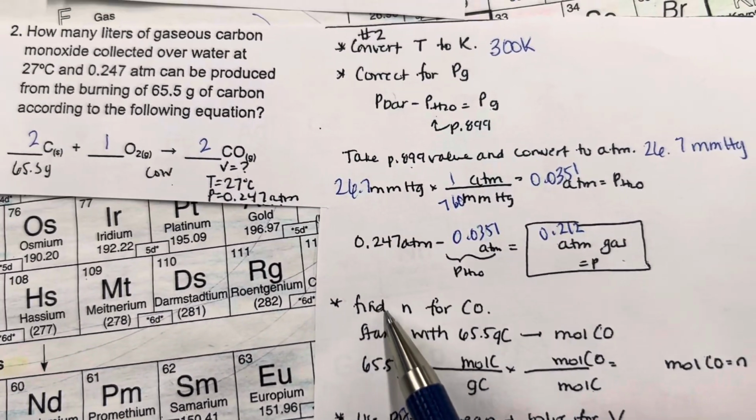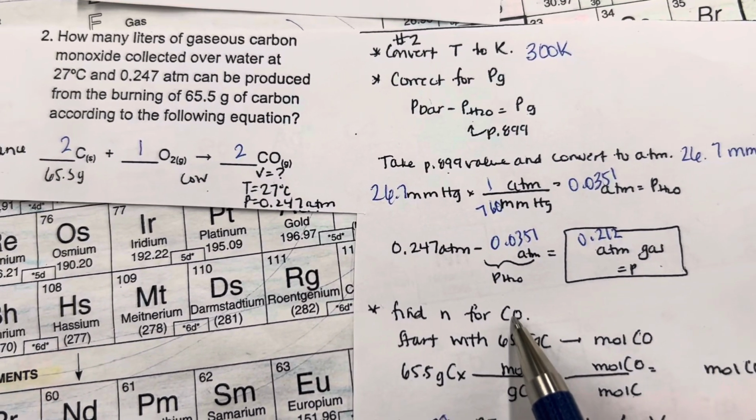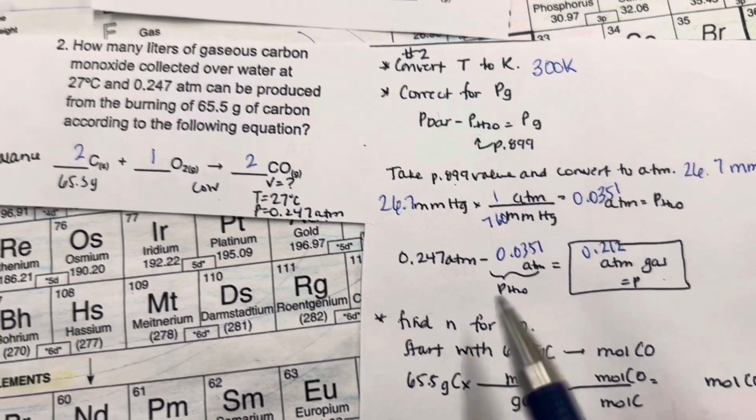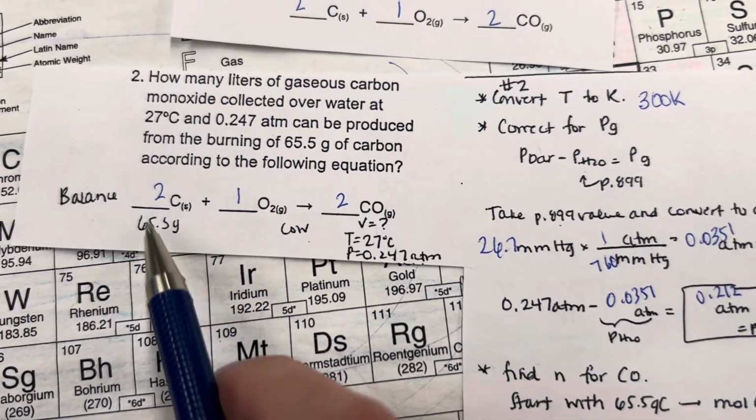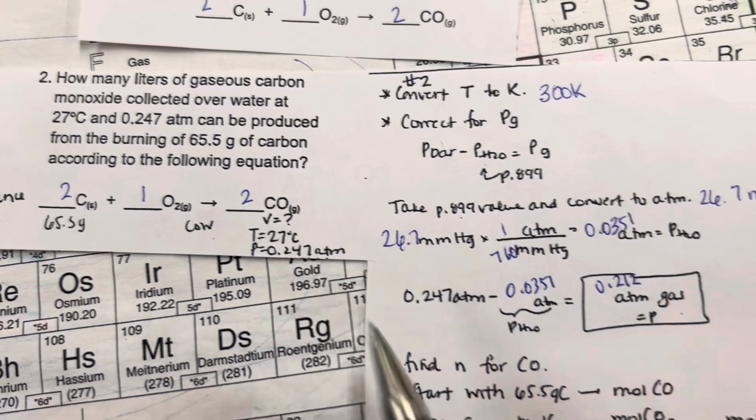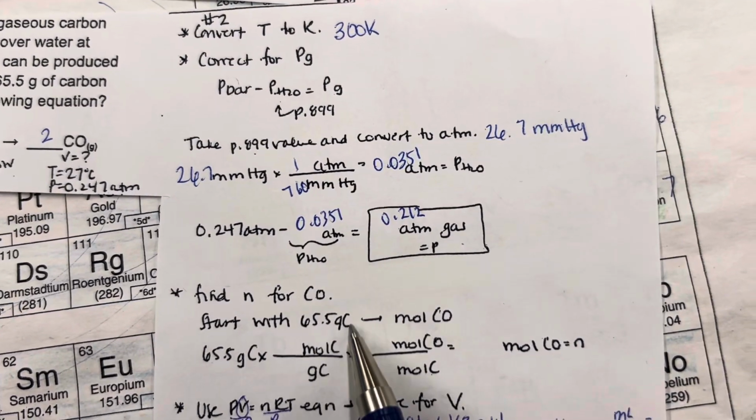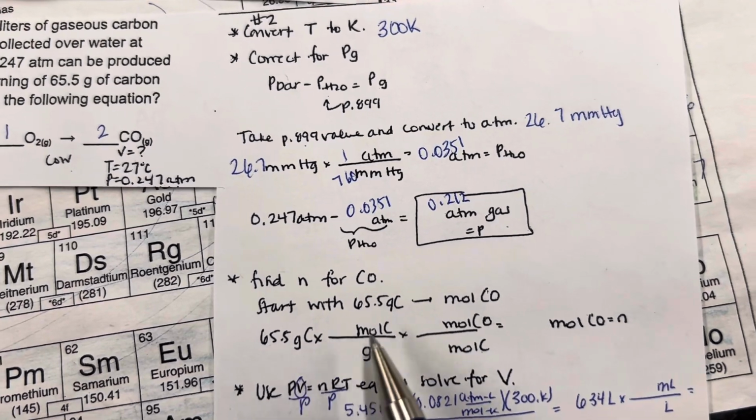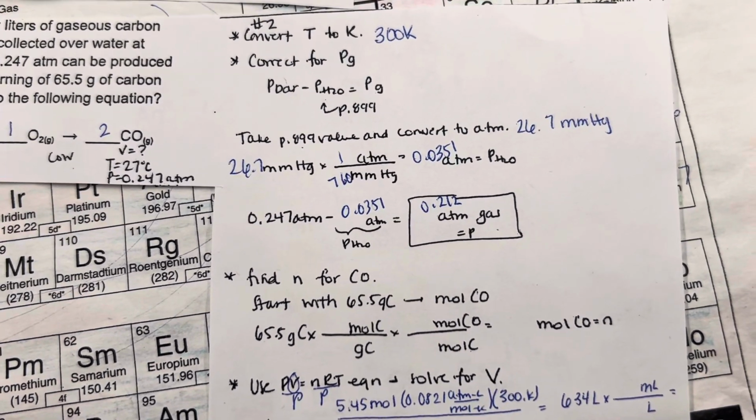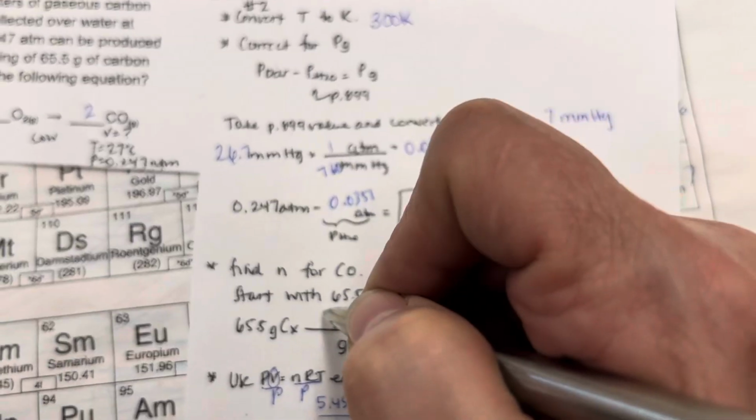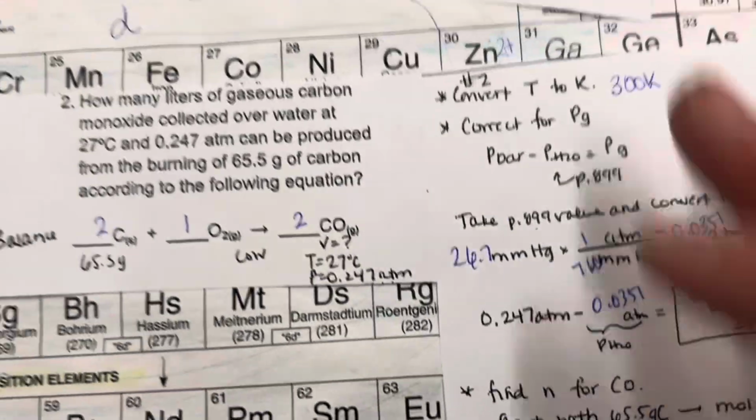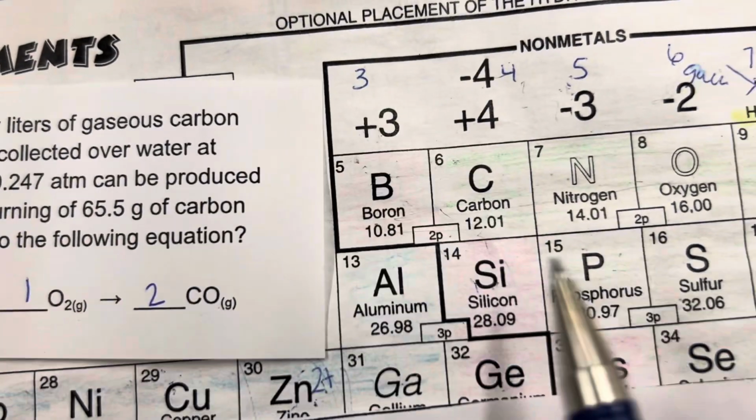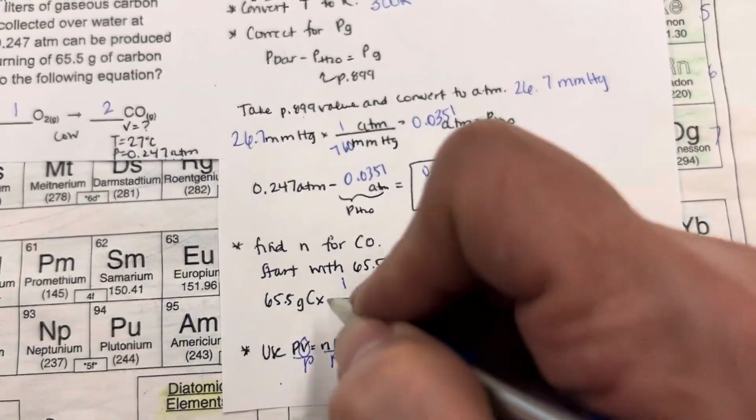Now I'm going to focus on finding my moles for my carbon monoxide, my n value. So I'm going to start with my given and go to my question mark. Again, I'm going to start with my 65.5 grams of carbon and go to moles. I know that that is going to be a 2-step problem. So in 1 mole of carbon, I go to my periodic table. It has a mass of 12.01 grams.